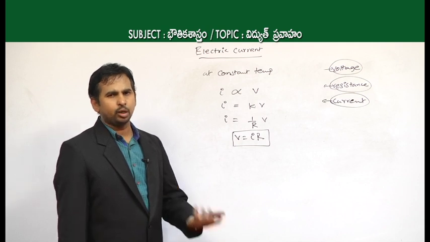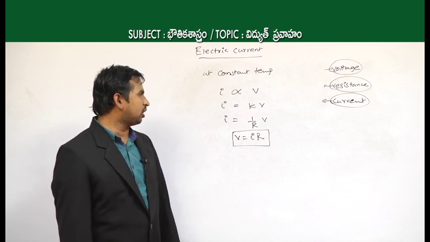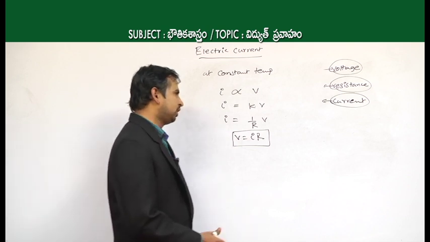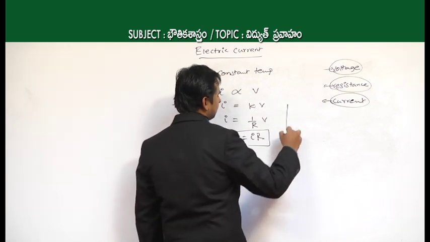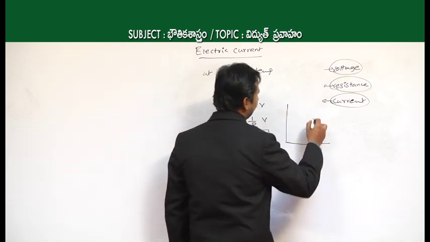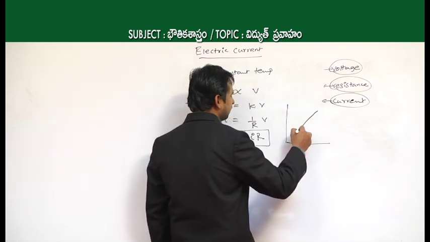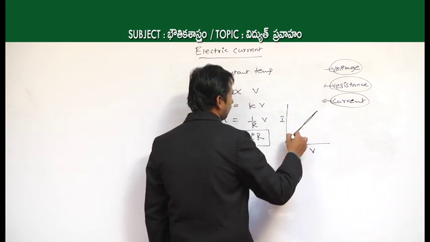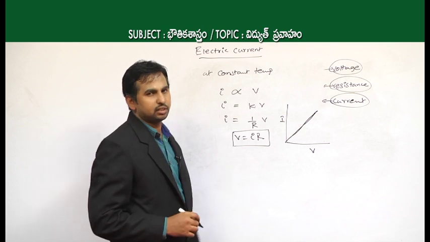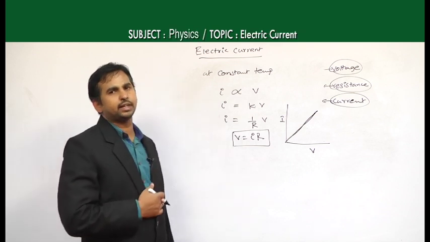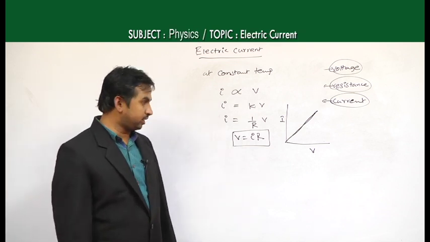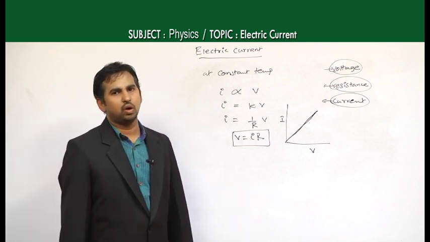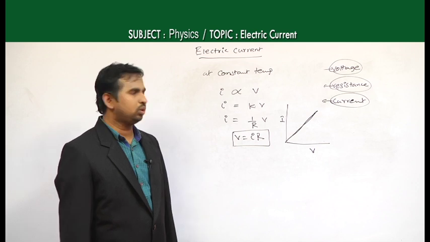Another important one: when you draw a graph between voltage and current, as both are directly proportional to each other, the question they ask is what is the shape of the graph. If you draw a graph between voltage and current values, as both are linearly proportional, we get a straight line passing through the origin.